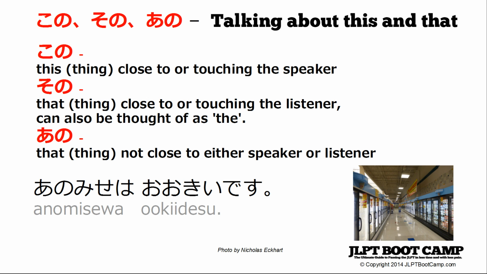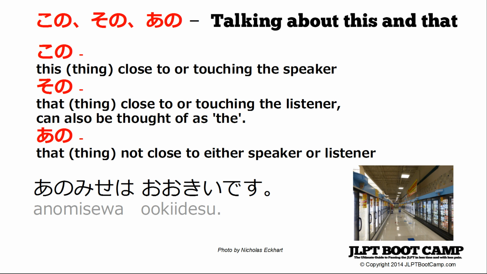For example, this example sentence, ano mise wa oki desu. Maybe you were talking about the store, mise is a store, before, or it's your favorite store, or you know about the store. You would use ano to refer to the store. You could also use it with a store that's off into the distance, that's not very close to you or the listener. You can use it in both of those situations.